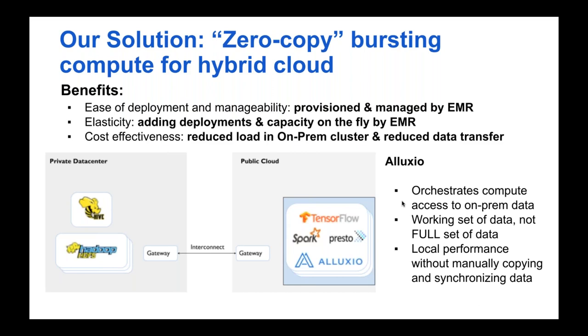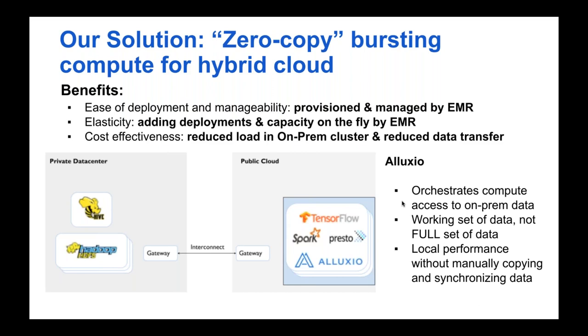And also, considering that we have a compute cluster already on cloud, if we think that this cluster is not big enough, we can simply add more workers to add capacity to the existing cluster. Or if I need another cluster to suit another use case, I can add another compute cluster. Or if I want to move the compute cluster from one region to another region, it will also be much easier by using AWS EMR. And it will be really cost effective, because the workload is reduced on our on-prem cluster, and we also reduce the data transfer need.